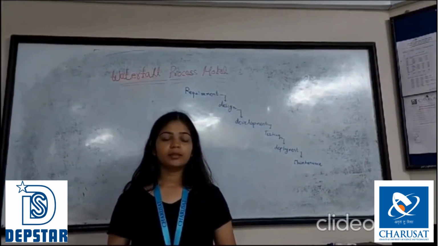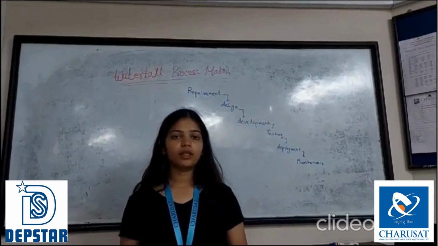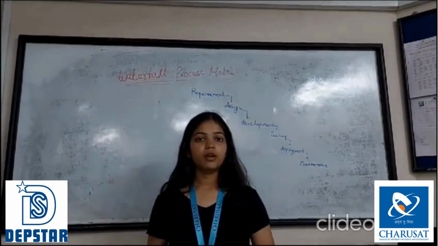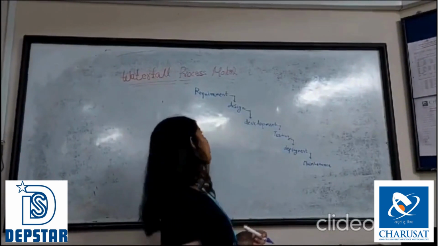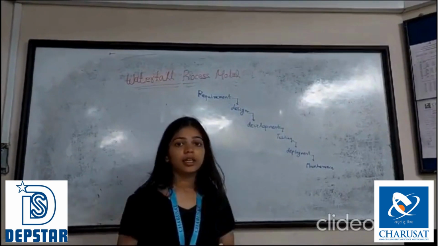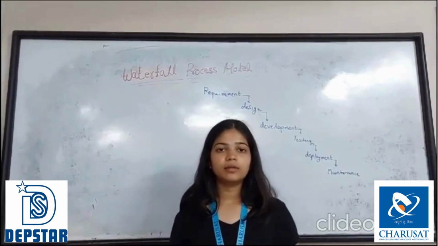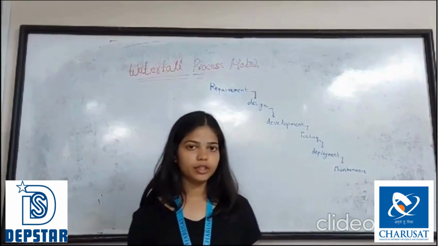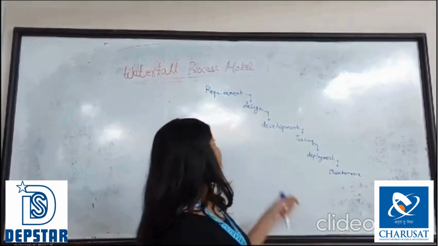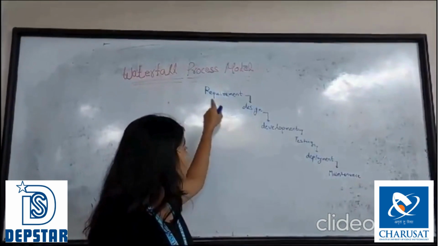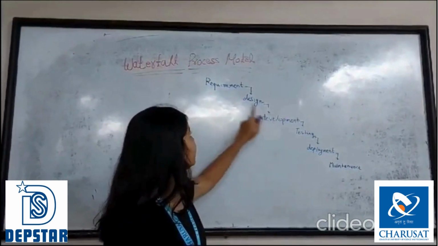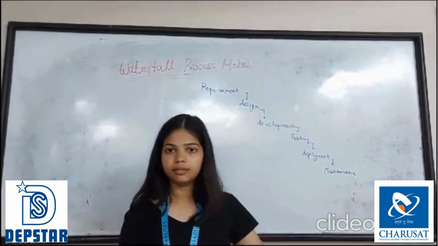I am going to explain two process models, which are the waterfall process model and the agile process model. Now let's start with the waterfall process model. Basically, the waterfall model is the first SDLC model which is widely used in software engineering. As we can see, every cascading component shows the waterfall. That is why it is called the waterfall model.